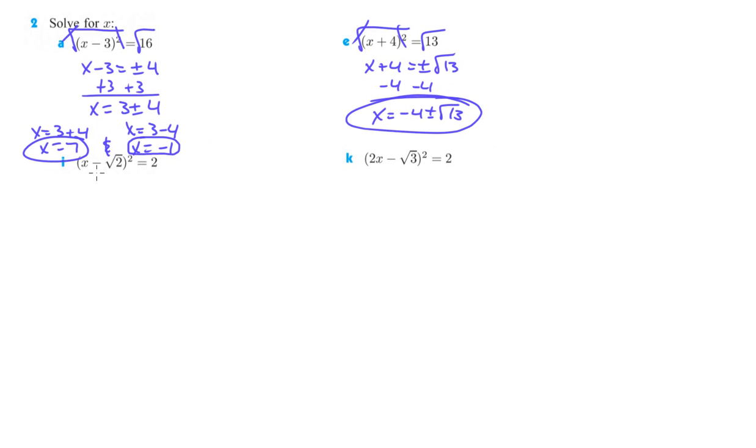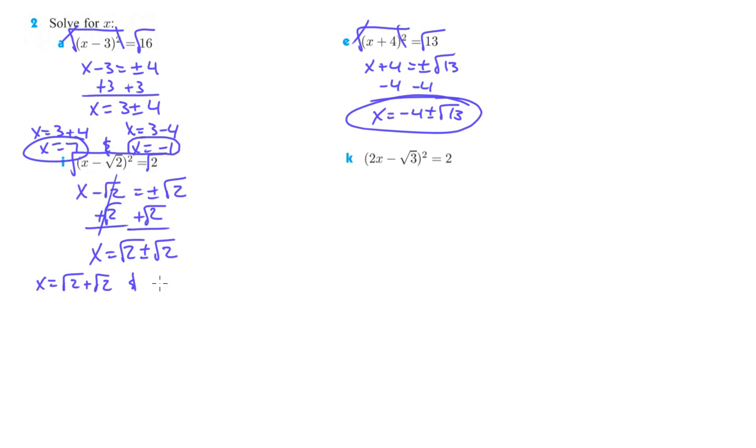Okay? This one here, which is I here, we're going to square root both sides, and we get x minus root 2 equals plus or minus the square root of 2. We add root 2 to both sides, actually root 2, not just 2, right? So this ends up going away, and we get x equals root 2 plus or minus the square root of 2. So we're going to get x equals root 2 plus root 2, and also we're going to get x equals root 2 minus root 2.